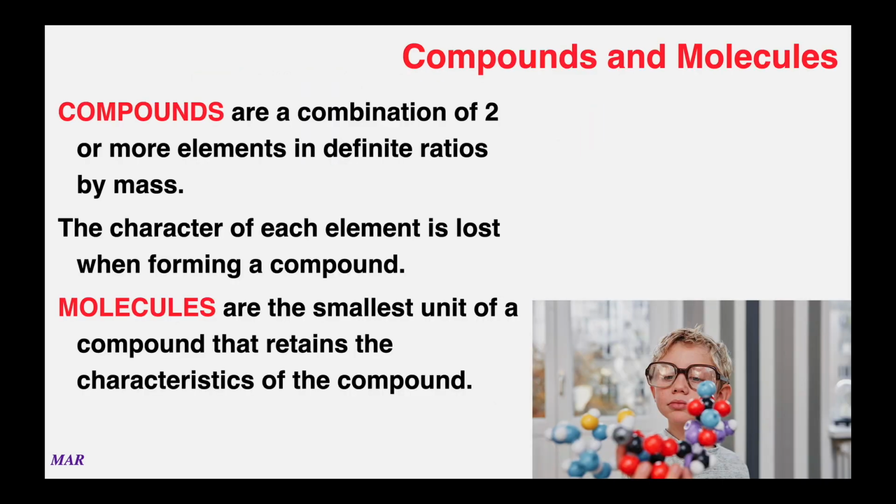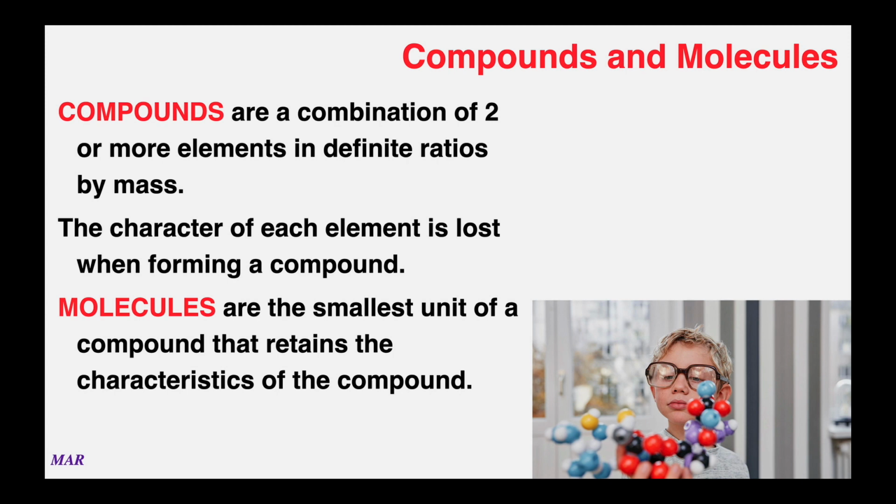So compounds are a combination of two or more elements in definite ratios by mass. What that means is that table salt, for example, is NaCl, and it's always NaCl. It's never NaCl2 or Na2Cl. The next part is important. The character of each element is lost when forming a compound.